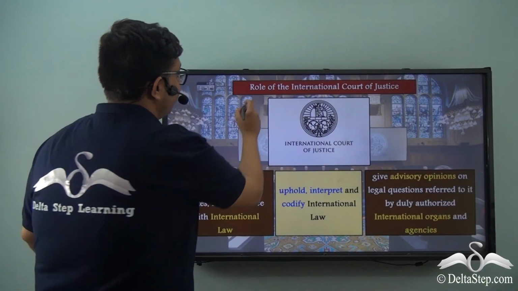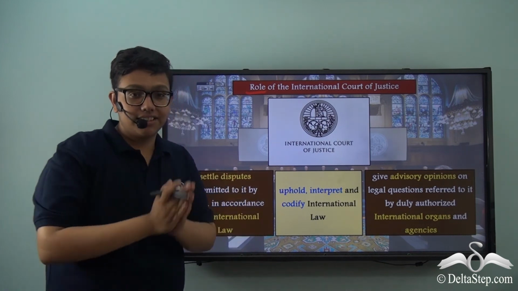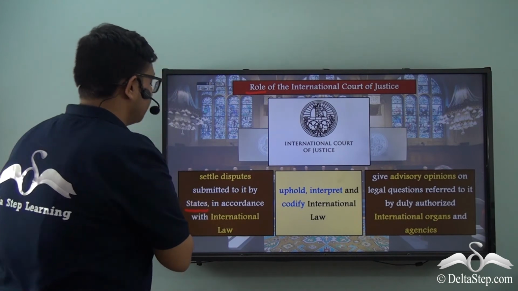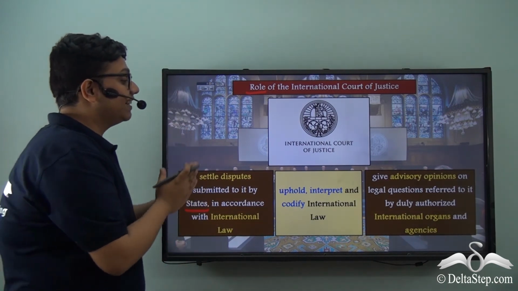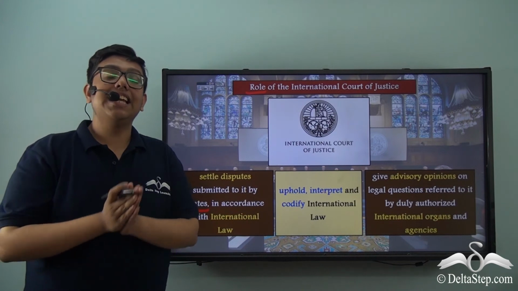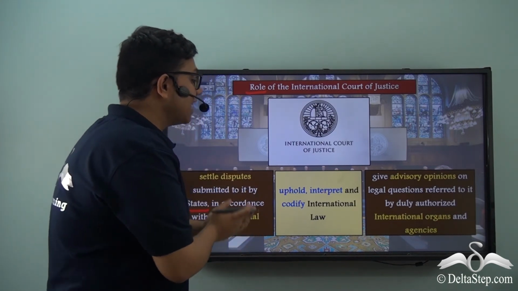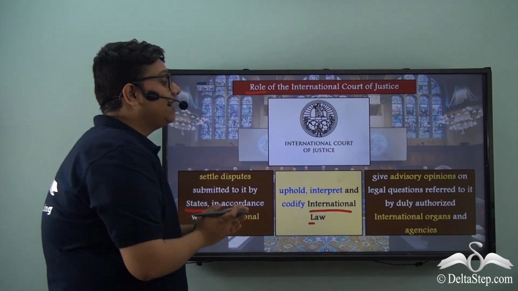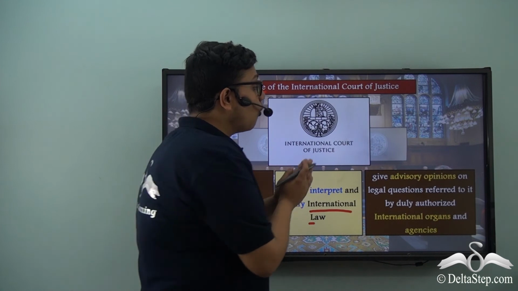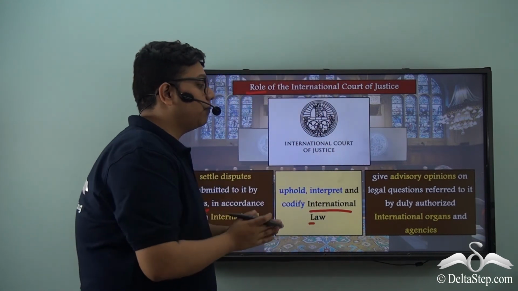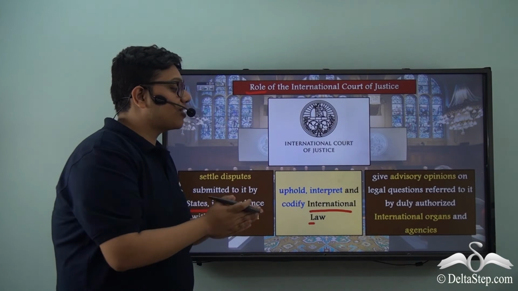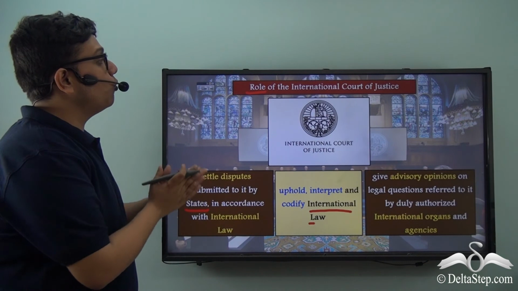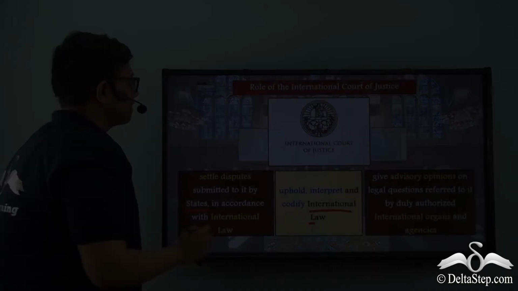Now let us look at the role of the International Court of Justice. First, it settles disputes submitted to it by different member states in accordance with international law. Secondly, it upholds, interprets, and codifies international law. And finally, it gives advisory opinions on legal questions referred to it by duly authorized international organs and agencies. This is a brief understanding of what the role of the International Court of Justice is.